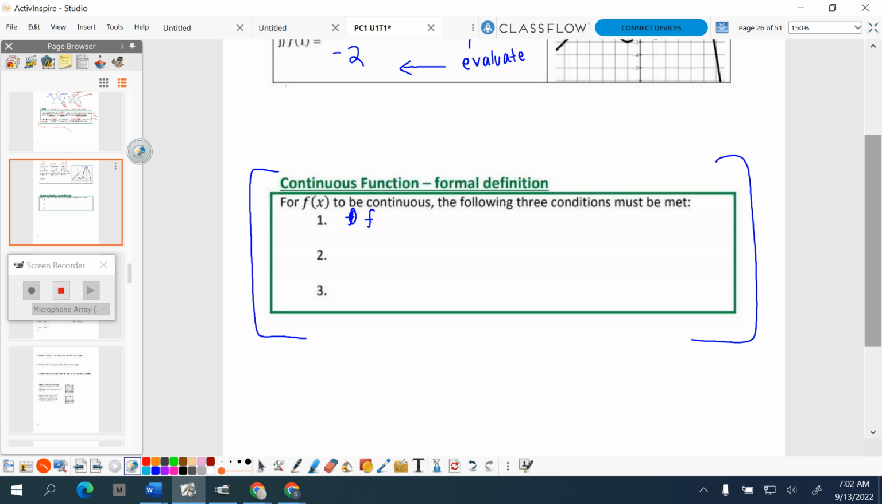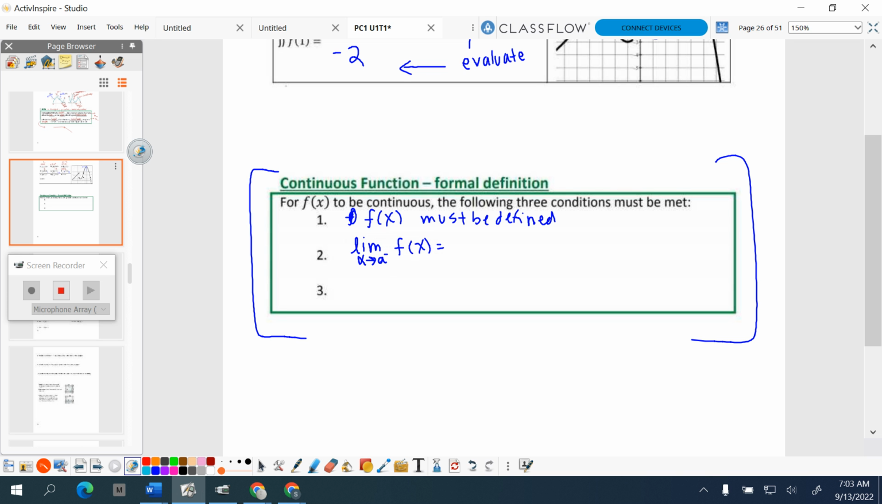F of x must be defined. We don't have to cover this, but if you want to copy it down, please do. I think it's helpful. The language looks confusing, but at the end of the day, when you go back to it, you'd be like, wow, this is amazing.